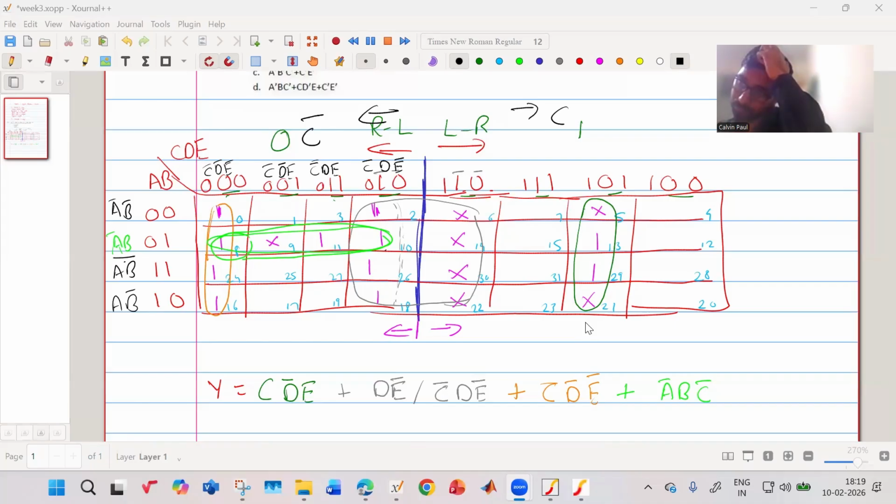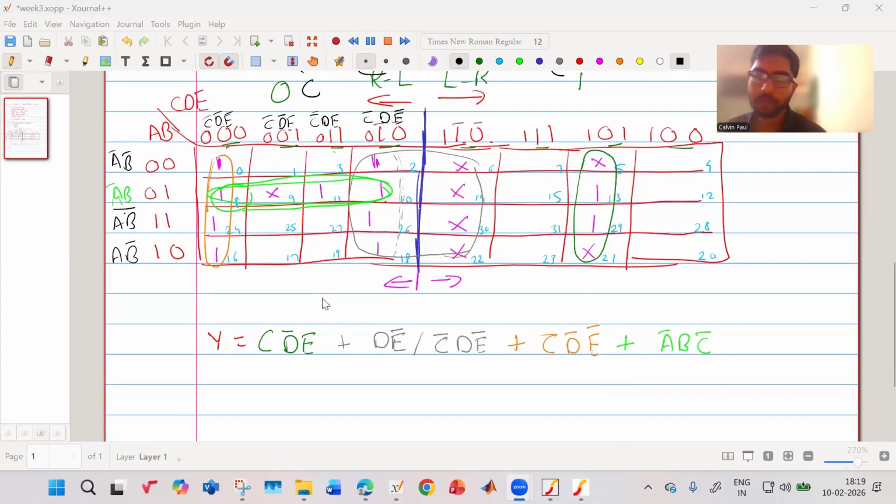Okay, so in this fashion, you can write it down. All right. So we'll proceed. So this is for the five variable K-map.